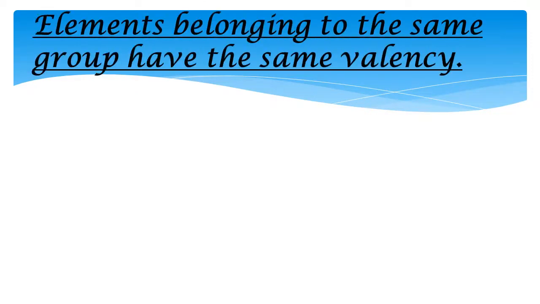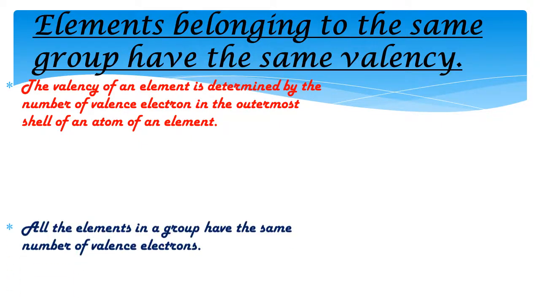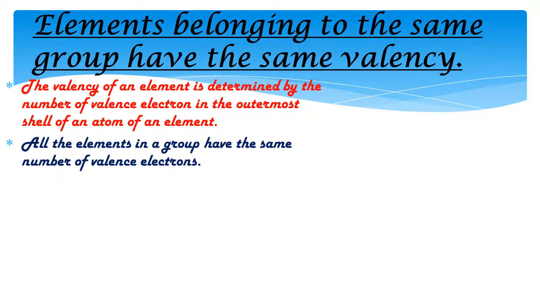Alright, now next is: elements belonging to the same group have the same valency. So first of all, student, what is valency? The valency of an element is determined by the number of valence electrons. Now valence electrons means the number of electrons which are there in the last shell or outermost shell of an atom of an element. Okay, so student, all the elements in a group have the same number of valence electrons.